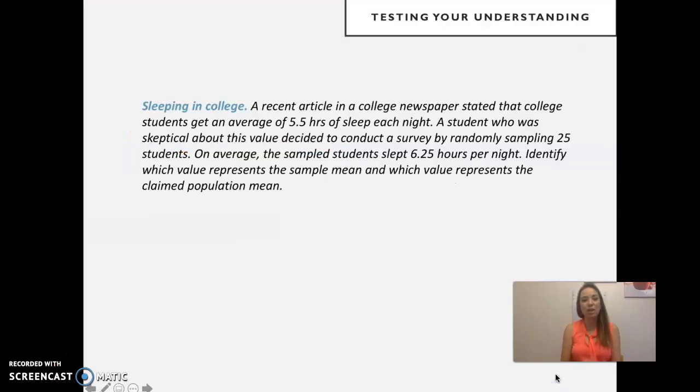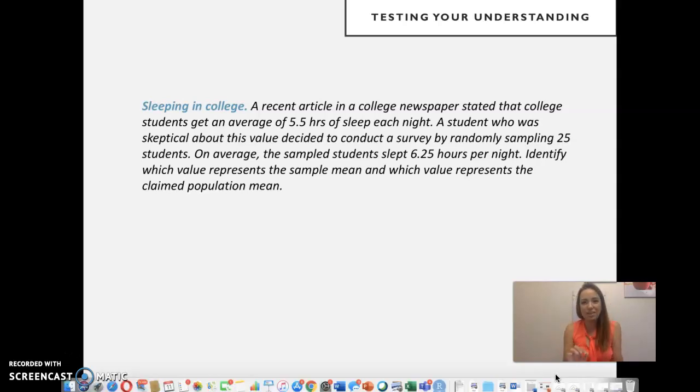Sleeping in college. A recent article in a college newspaper stated that college students get an average of 5.5 hours of sleep each night. A student who was skeptical about this value decided to conduct a survey by randomly sampling 25 students. On average, the sampled students slept 6.25 hours per night. Identify which value represents the sample mean, a sample statistic, and which value represents the claimed population mean, a population parameter. Pause the video and give yourself a few moments to think about this.